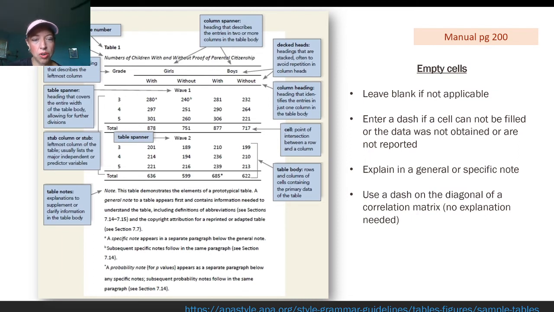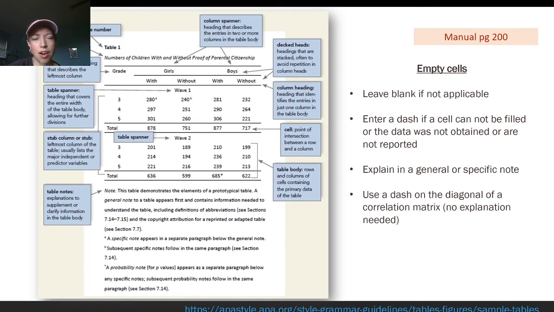There's the general note, specific note, and a p-value note. And you can have any one of these, any 2 of these, or any 3, but they are always in this order. The general notes are first. And we have the word note italicized with the period. And then in regular font, we can have sentences. This is where we would have abbreviations denoted in the general notes.